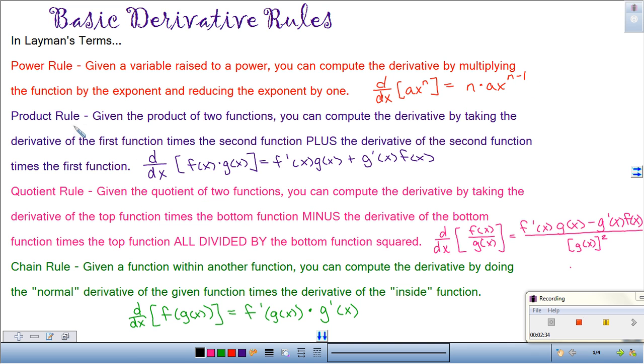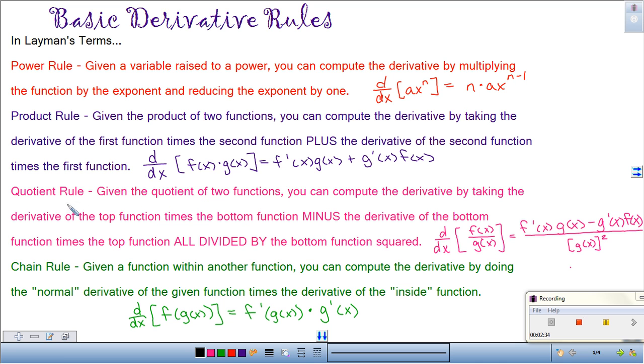The product rule we talked about on Thursday. Given the product of two functions, you can compute the derivative by taking the derivative of the first function times the second, plus the derivative of the second function times the first. So the derivative with respect to x of the product of two functions is equal to the derivative of the first times the second, plus derivative of the second times the first. Now, we're going to look at two new rules today, the quotient rule and the chain rule.